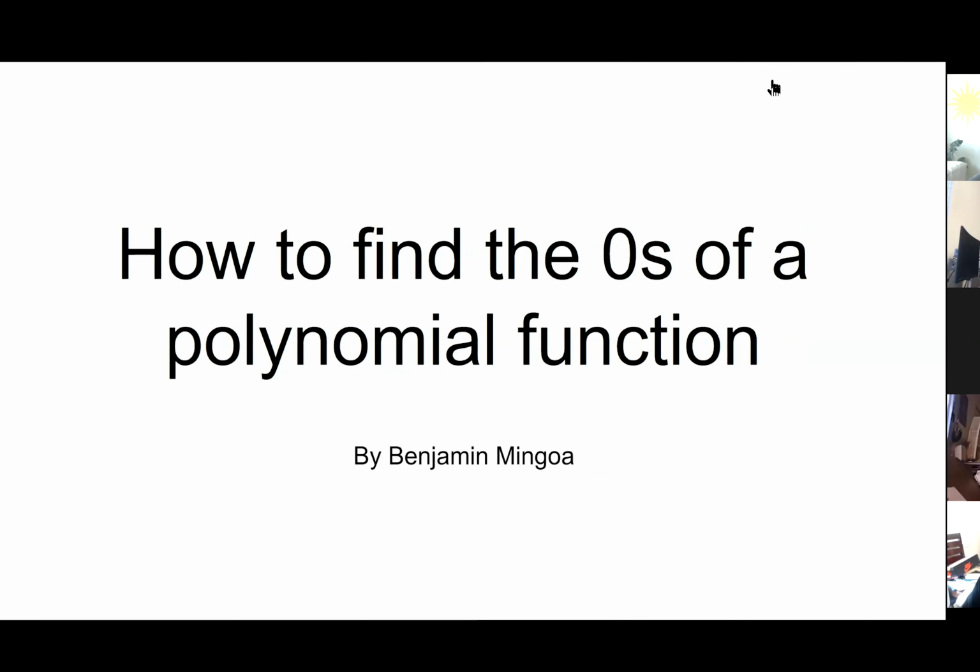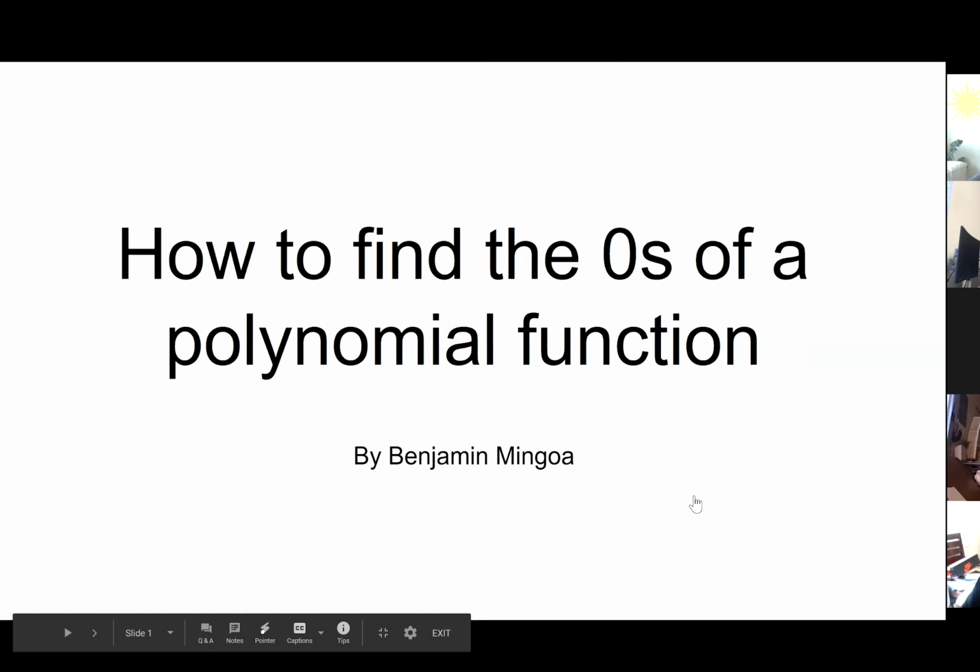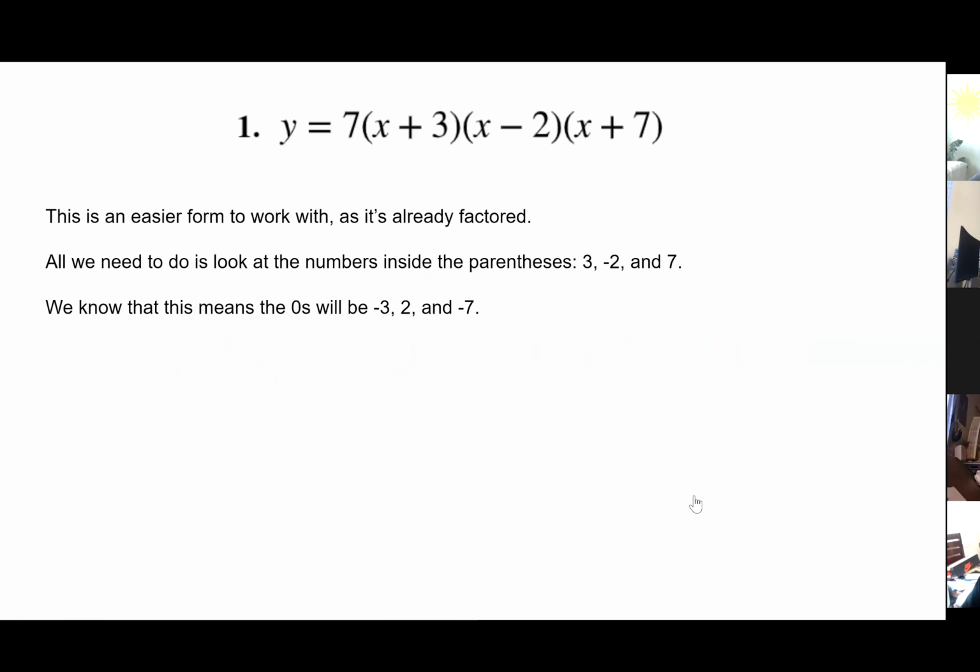Okay. So I wanted to do how to find the zeros of a polynomial function. So just to start off, this is probably the easiest form you'll have to work with. It's already factored out, so we can automatically find the zeros just by looking at what's inside the parentheses, which are 3, -2, and 7. So that means the zeros will be -3, 2, and -7.